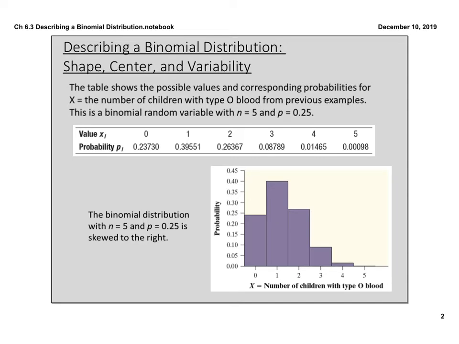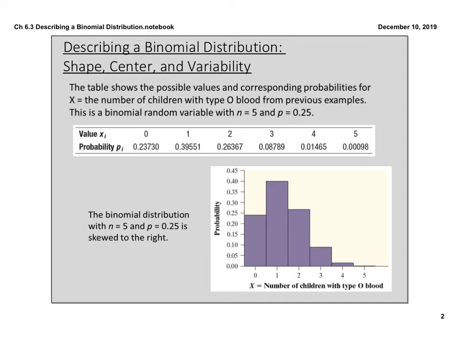distribution. So in this case below, it says the table shows the possible values and corresponding probabilities for X equaling the number of children with type O blood from the previous examples. This is a binomial random variable with n equaling 5 and p equaling 0.25. Remember, this was that family that was going to have 5 children, and each child independently had a 0.25 chance of having type O blood when they were born. So you have a possibility of 0, 1, 2, 3, 4, or 5 children with type O blood. The probability distribution looks like that purple graph right there.